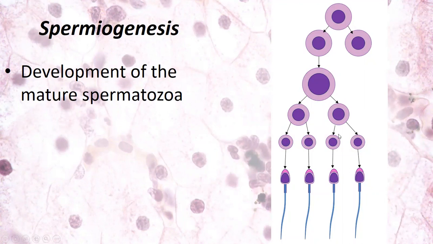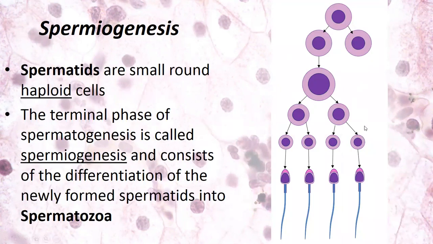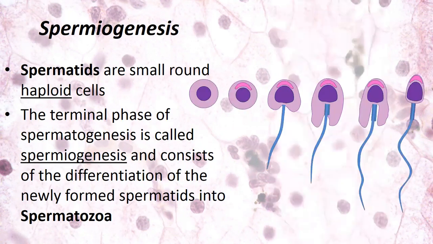Here we can see that spermatids have a round shape, with simple shape and structure, and after that they become cells with a specific shape, which helps to provide their movement and fertilization. All those changes occur during the last stage of spermatogenesis. It's called spermiogenesis. Spermatids are small round haploid cells, and the terminal phase of spermatogenesis, called spermiogenesis, consists of the differentiation of the newly formed spermatids into spermatozoa. And here we can see this process of transformation. What happens during this process?